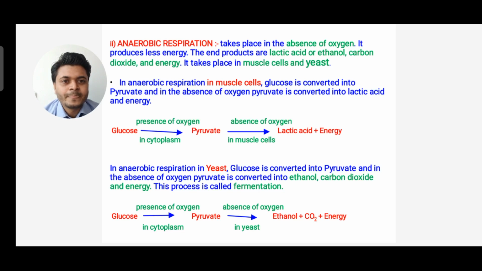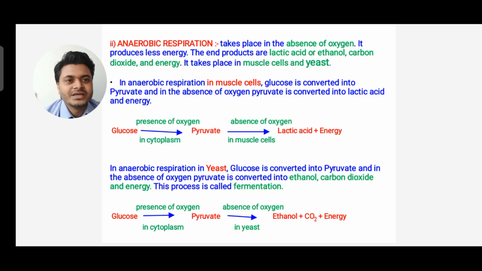All right. So in yeast, the glucose is converted into pyruvate, and the pyruvate is converted into ethanol, carbon dioxide and energy. And in muscle cells, glucose is converted into pyruvate, and then pyruvate is converted into lactic acid and energy. So in the entire process of aerobic and anaerobic respiration, the common step is glucose is converted to pyruvate in the cytoplasm.